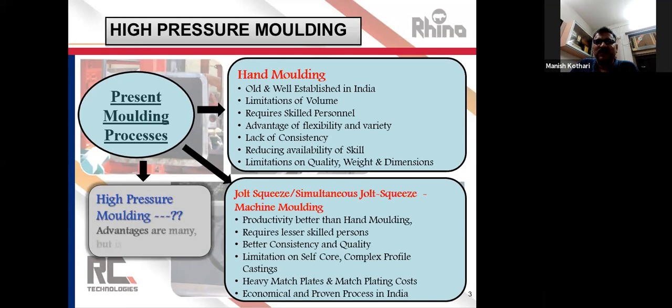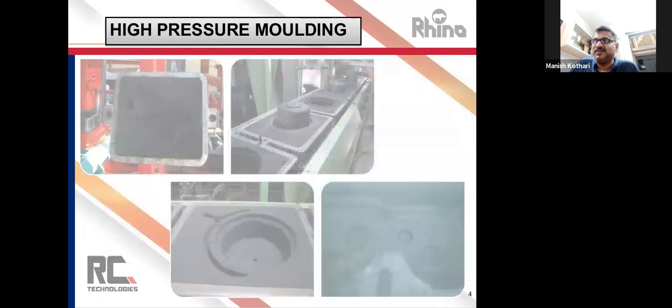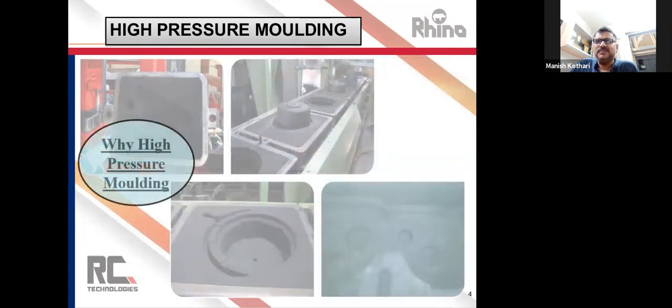we looked at the option of high pressure molding machine. And the question was always, the advantages we all know, but is it viable? What Sandeep ji said at the start, when should you decide and on what basis will you decide whether we switch from a Jolt-squeeze machine to a high pressure molding? Advantages, I think we all are aware, but are we able to take that decision? So these are the questions of why high pressure molding.